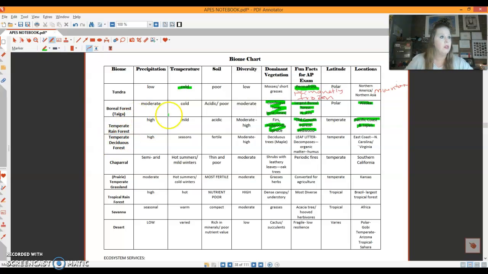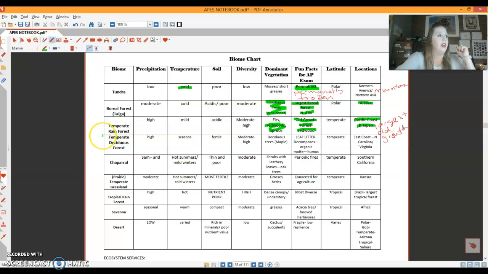So let me get my writing tool back out here, guys. All right. So the largest old growth forest. Okay. Now, the next one is the temperate deciduous forests.